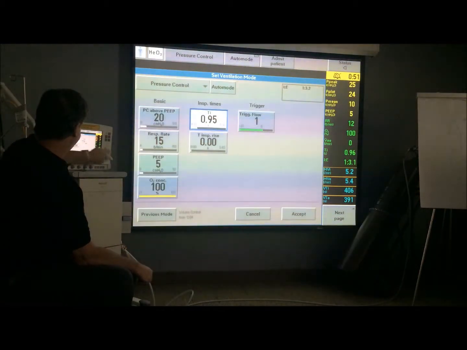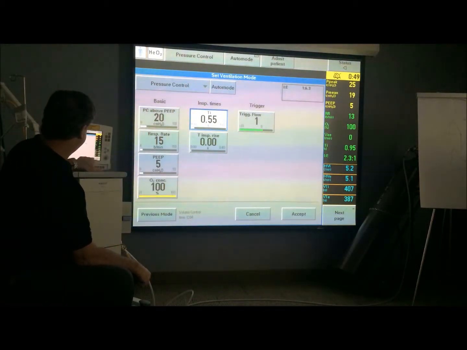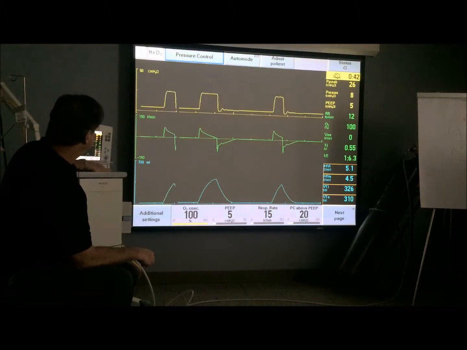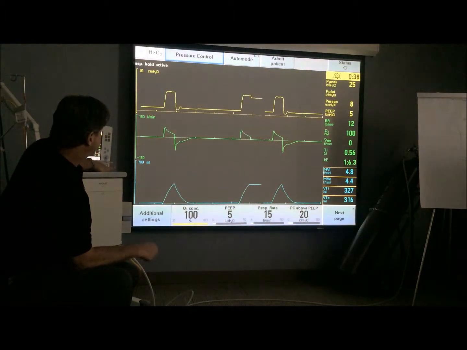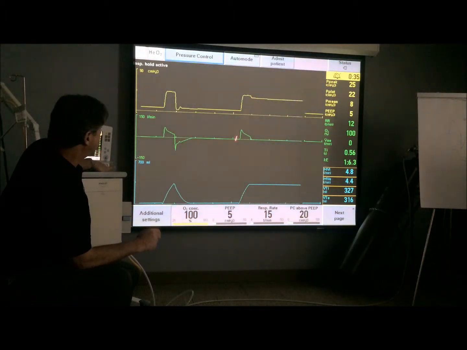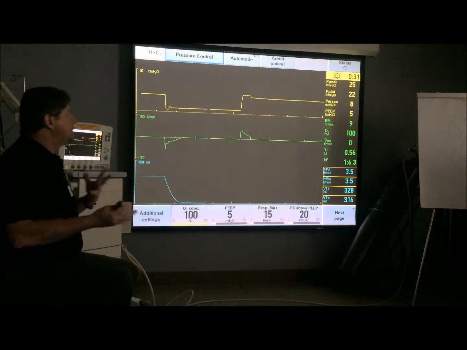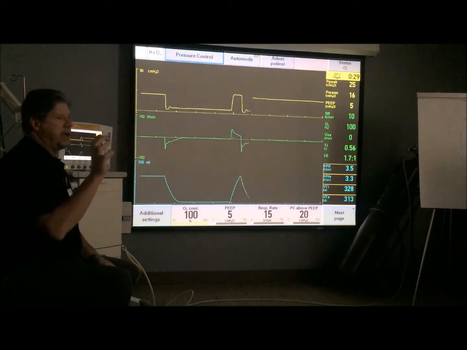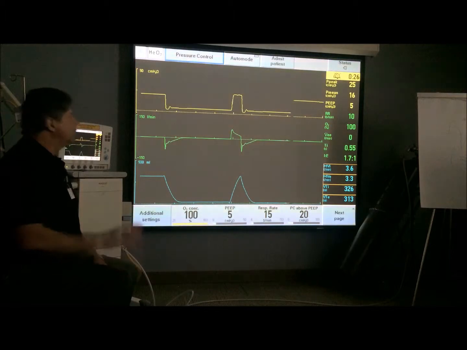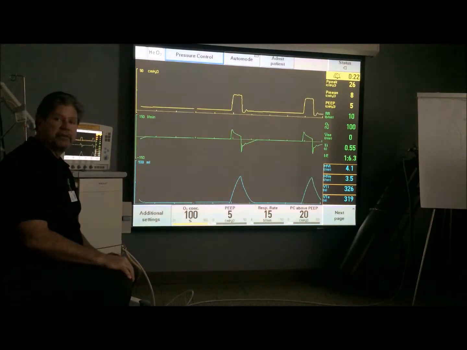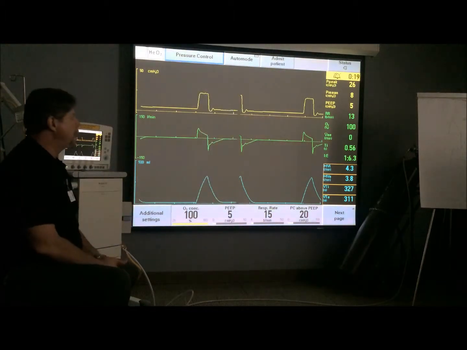But if we're like this, now we see a difference in our plateau because our inspiratory time isn't set the way it should. So in theory, you can look at your plateau, and as long as your I time is set fairly close to what it should be, you can say that your plateau is the same as your peak airway pressure without having to do the maneuver.